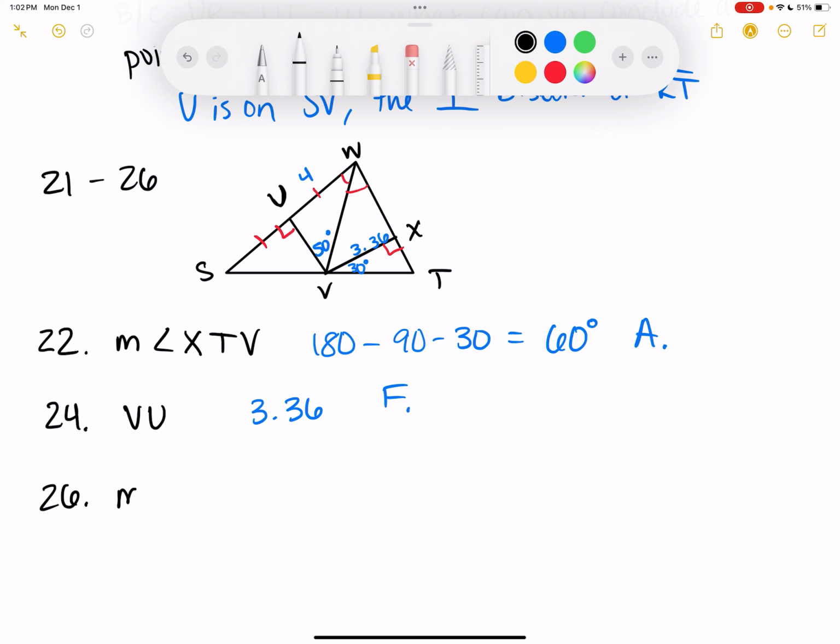26, the measure of angle WVX. So that's this angle right here. It's E. It's 50 degrees. Why? I don't know. I use process of elimination.